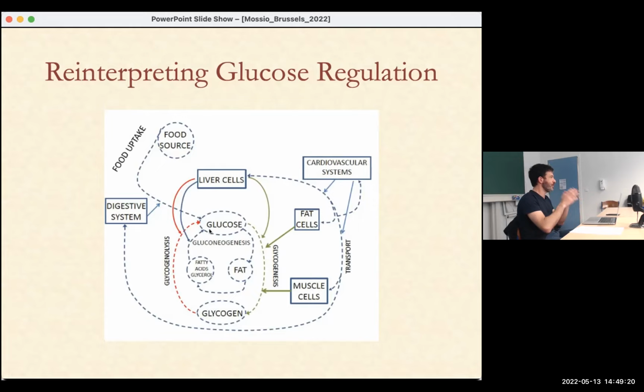So I'm simplifying, otherwise we'd be staying hours, because the body is a bit more complex. But there is a third process here, which is gluconeogenesis, where the organ is also capable of producing glucose if needed from building blocks. Exactly. And this process is constrained by the liver. It plays an important role, of course, in all this process.